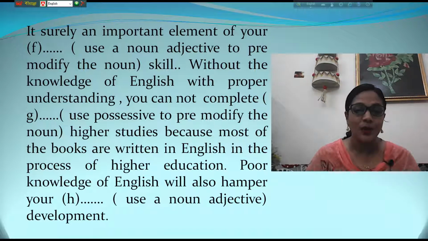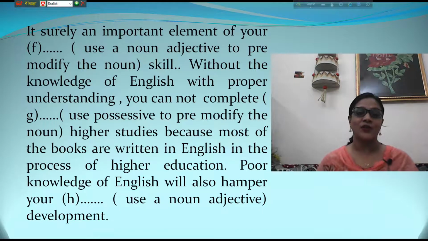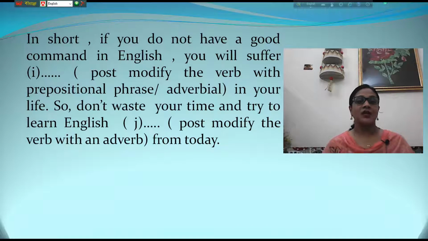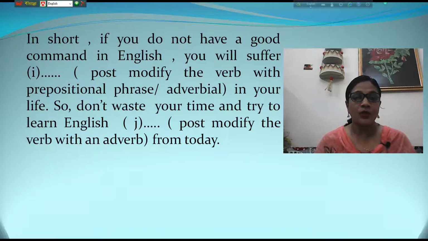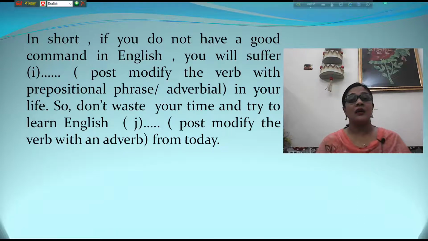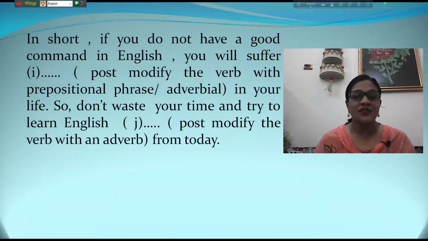আমরা এখানে career ব্যবহার করতে পারি যেটা ডেভেলপমেন্টের adjective মানে modifier হিসেবে কাজ করবে. Then, in short, if you do not have a good command in English, you will suffer. এখানে I number gap এ আমাদের ব্যবহার করতে হবে post modify the verb with prepositional phrase or adverbial. আমাদের একটা prepositional phrase অথবা adverbial ব্যবহার করতে হবে I number gap এ. তো আমরা এখানে ব্যবহার করতে পারি in the latter part. You will suffer in the latter part in your life. So, don't waste your time and try to learn English.